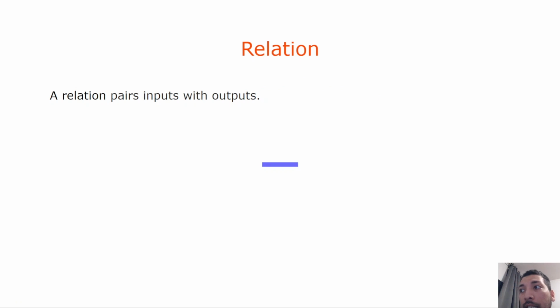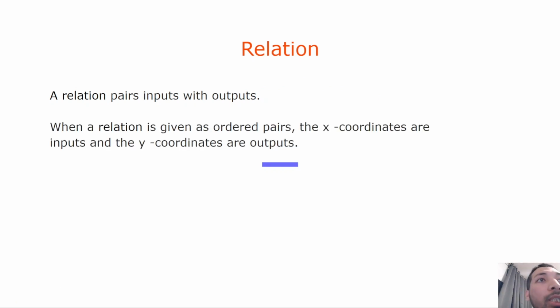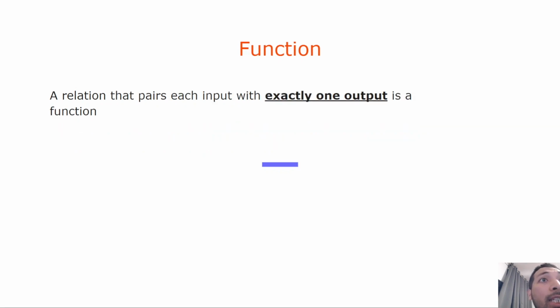Therefore, we get a relationship in a set of ordered pairs. When a relation is given as ordered pairs, the x coordinates are called inputs and the y coordinates are called outputs. A relation that pairs each input with exactly one output is called a function.